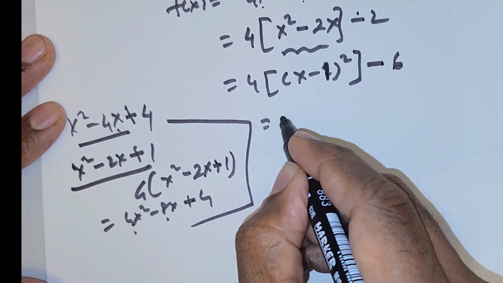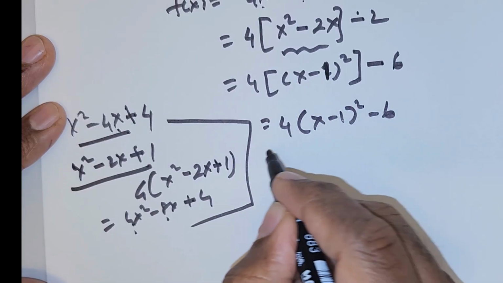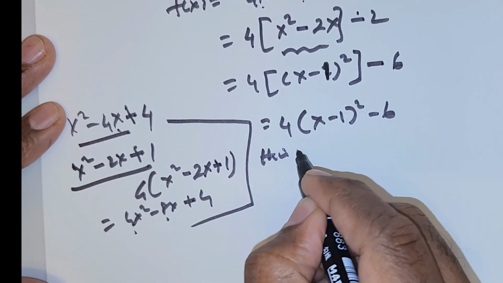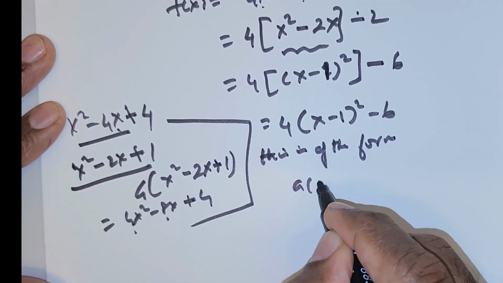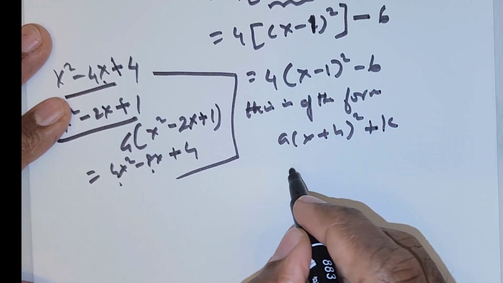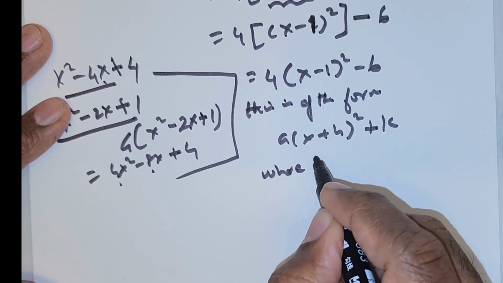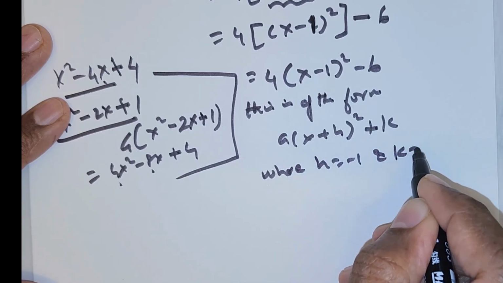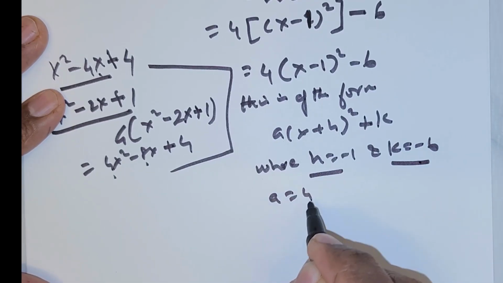So if we were to rewrite this, this is going to be 4(x - 1)² - 6, which is of the form a(x + h)² + k, where I can rewrite the value for h. So h = -1, k = -6, and a = 4.